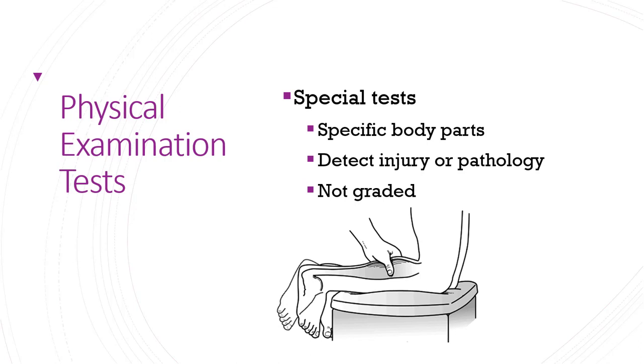Special tests have been developed for specific body parts or areas to detect injury or related pathology. Special tests generally occur across multiple planes and are not graded. For example, Thompson's test, which is the test in the picture, is used to assess the integrity of the Achilles tendon. When we squeeze the calf with the foot off the table, the foot usually goes down, like it's pressing on the gas pedal in a car. If the Achilles tendon has been ruptured, the foot would not move, and this would be seen as a positive test. The positive test indicates that it's likely that the Achilles tendon has been damaged.